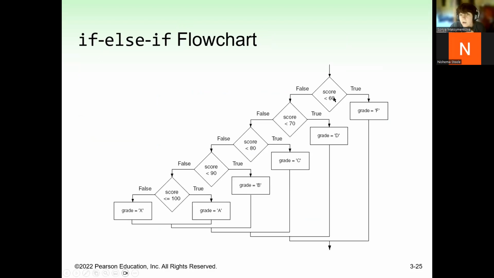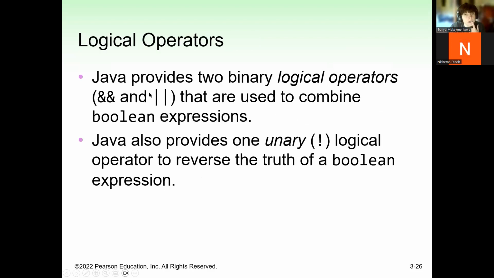They can become really complex. You can see here, these are all just nested. If score is less than 60, and if it's false, move to the next one, and the next one, until the score is 100. So this is a flowchart for a very complicated if-else-if structure.